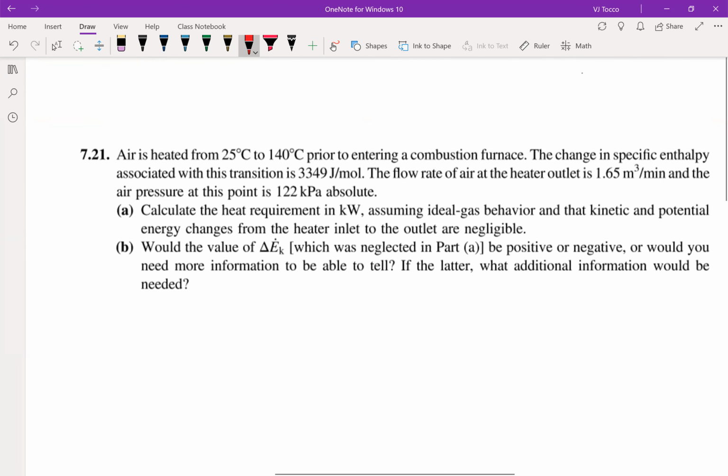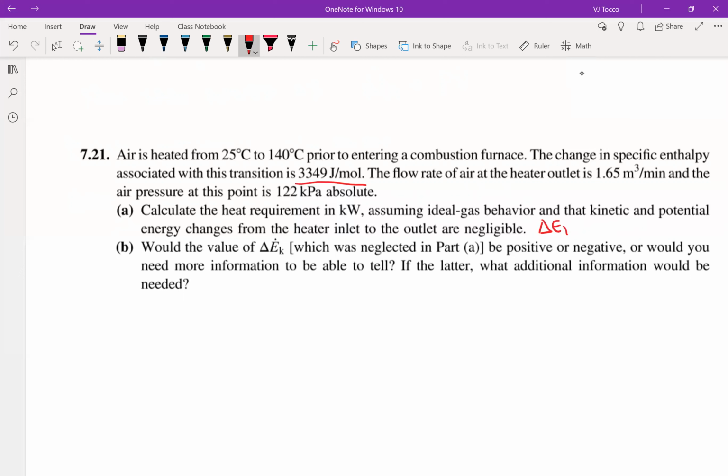This is 7.21 in your book that says air is heated from 25C to 140C prior to entering a combustion furnace. The change in specific enthalpy associated with this transition is 3,349 joules per mole. The flow rate of air at the heater outlet is 1.65 meters cubed per minute, and the air pressure is 122 kilopascals absolute. Calculate the heat requirement, assuming ideal gas behavior, and that kinetic and potential energy changes from the heater inlet to the heater outlet are negligible.